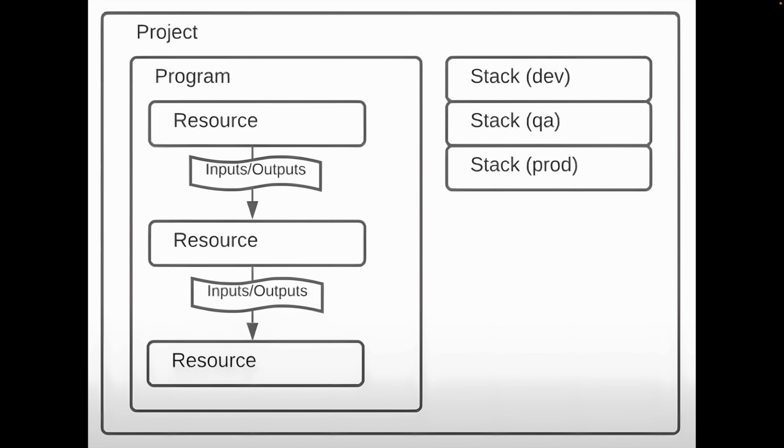In addition to the program, there's also the concept of stacks. A stack is essentially an instance of your Pulumi program, with the added flexibility of supplying different configuration values for different instances. This is useful when you want to have separate setups for development, QA, and production environments. For instance, in a development environment, you might opt for fewer or less powerful EC2 instances compared to a production environment. This differentiation is achieved using stack configuration.